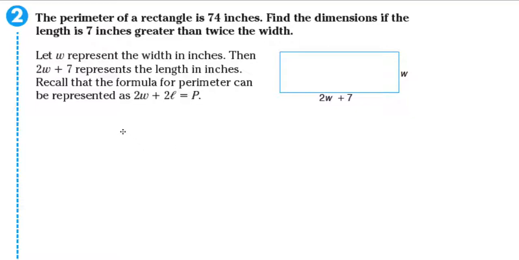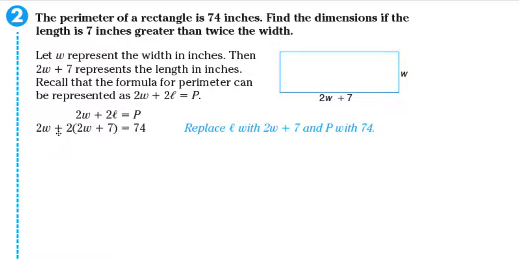Using the formula 2L plus 2W equals P, we substitute W and L. Remember, W is still W, so it remains the same, but the length is 2W plus 7. So we end up with 2W plus 2 times the length, which is 2W plus 7, equals 74.